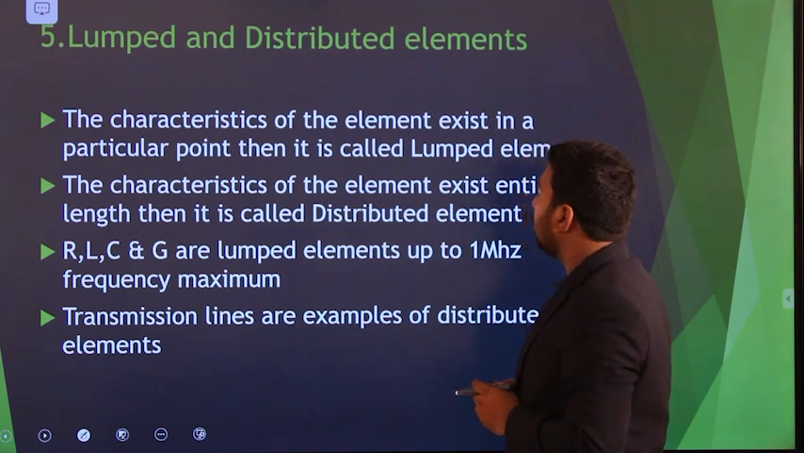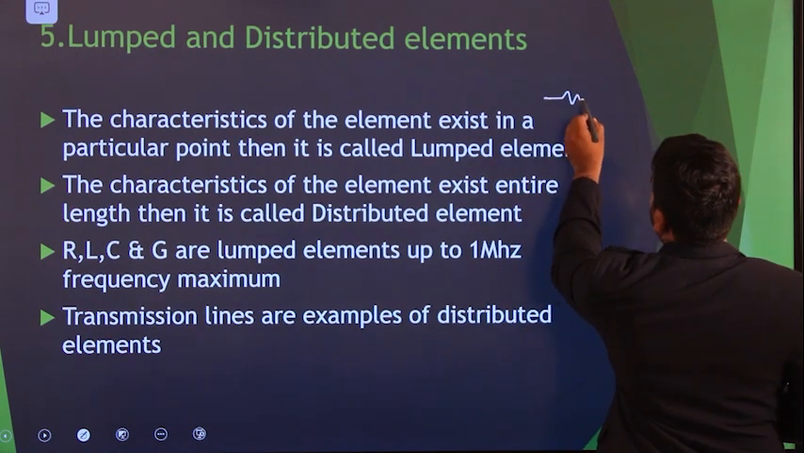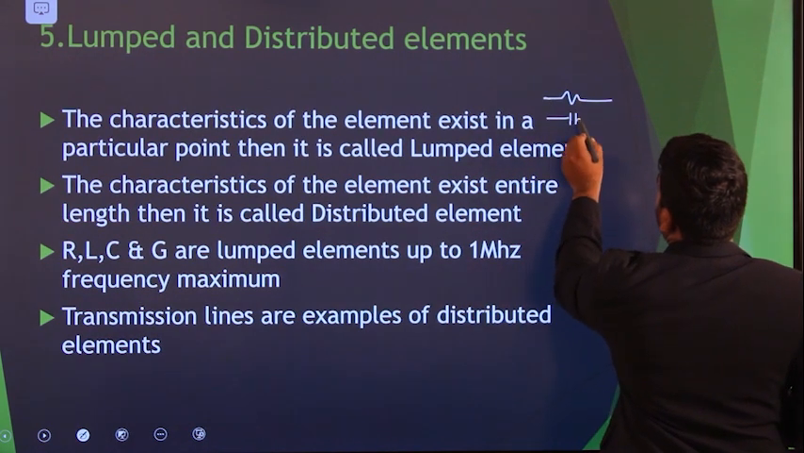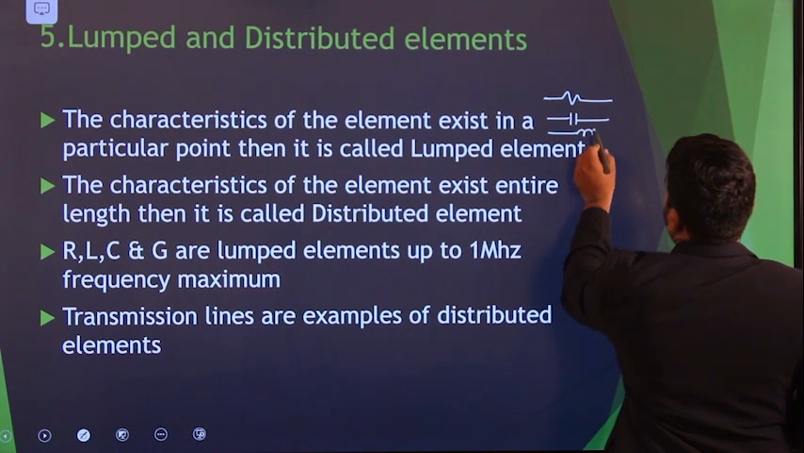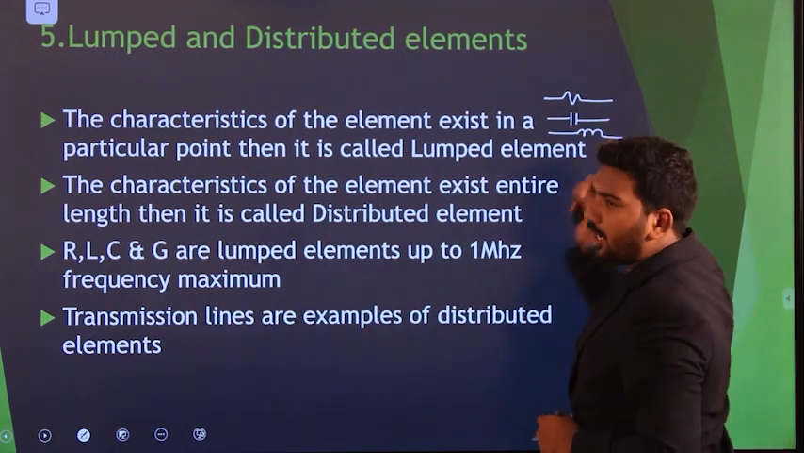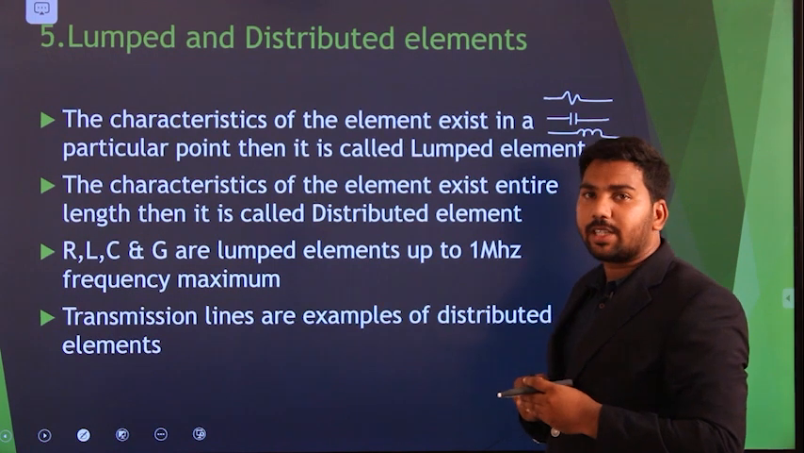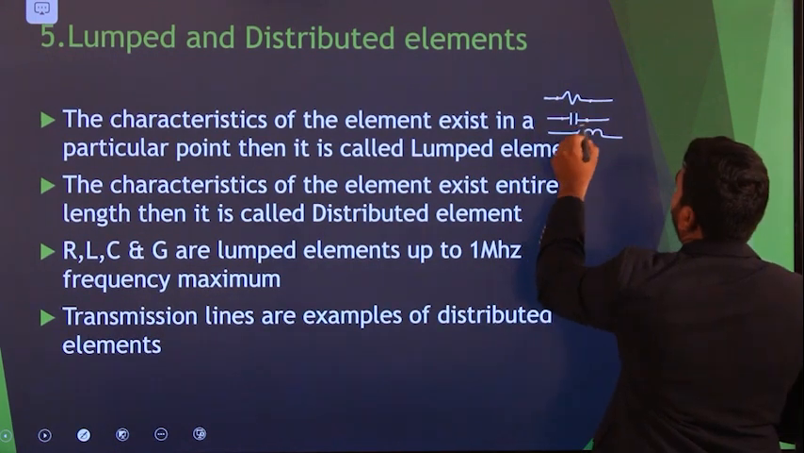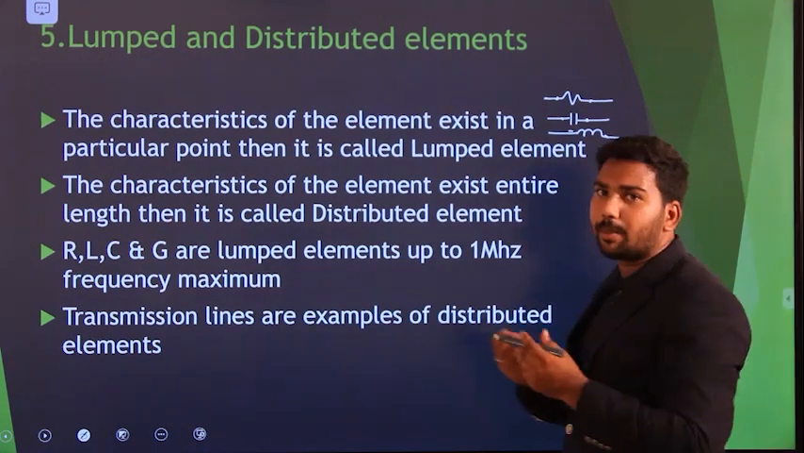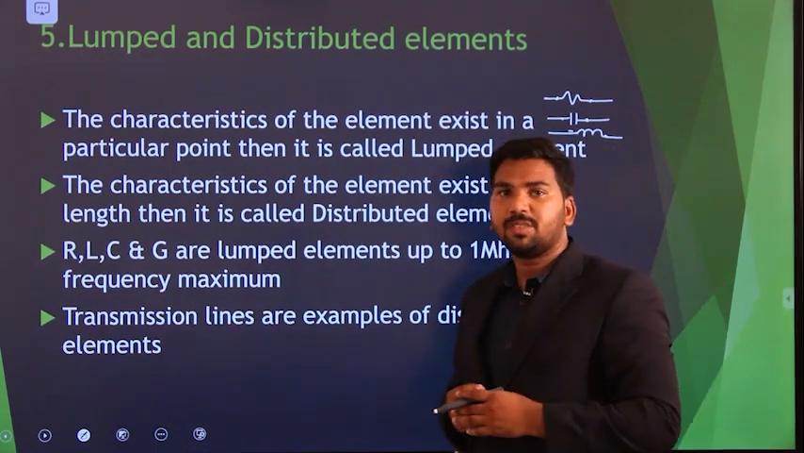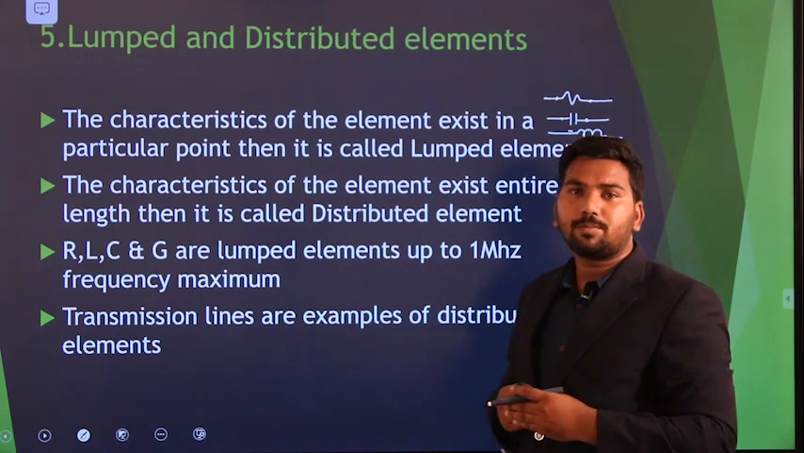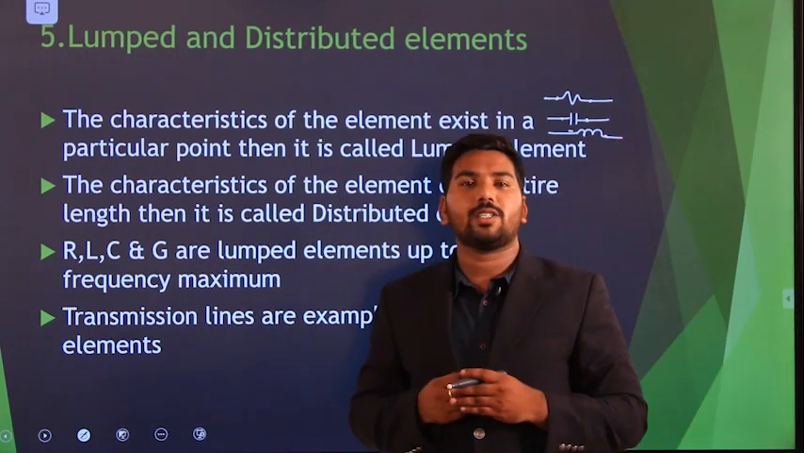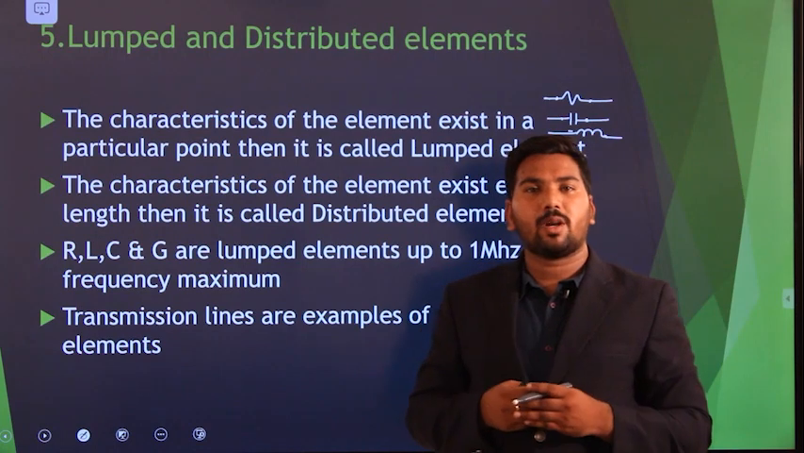Now here if you see our resistor, inductor, capacitor, these 3 have the property that the characteristics exist only between some points. Between those 2 points, we have the resistance property, inductance property or capacitance property. Then those elements are called lumped elements. What about distributed elements?